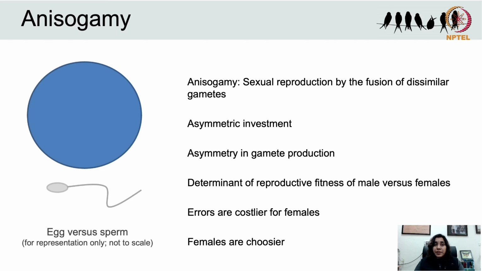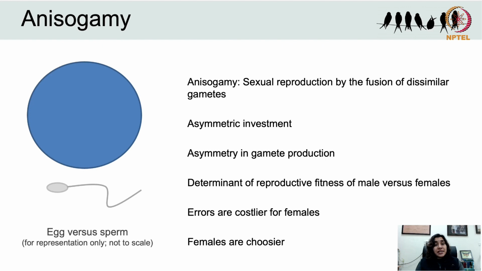In sexually reproducing animals, the two sexes produce distinctly different gametes, in which the males produce sperms and the females produce eggs. Sexual reproduction by the fusion of these dissimilar gametes is known as anisogamy. In the schematic, observe the difference in the size of the egg and that of the sperm. This represents the asymmetric investment in the developing embryo by the two sexes with respect to the nutrition that an egg can provide versus what is contributed by the sperms. The difference is there in many sexually reproducing animals, but in birds this is especially pronounced, where the eggs of birds are large and visible to the naked eye, whereas the sperms are microscopic.